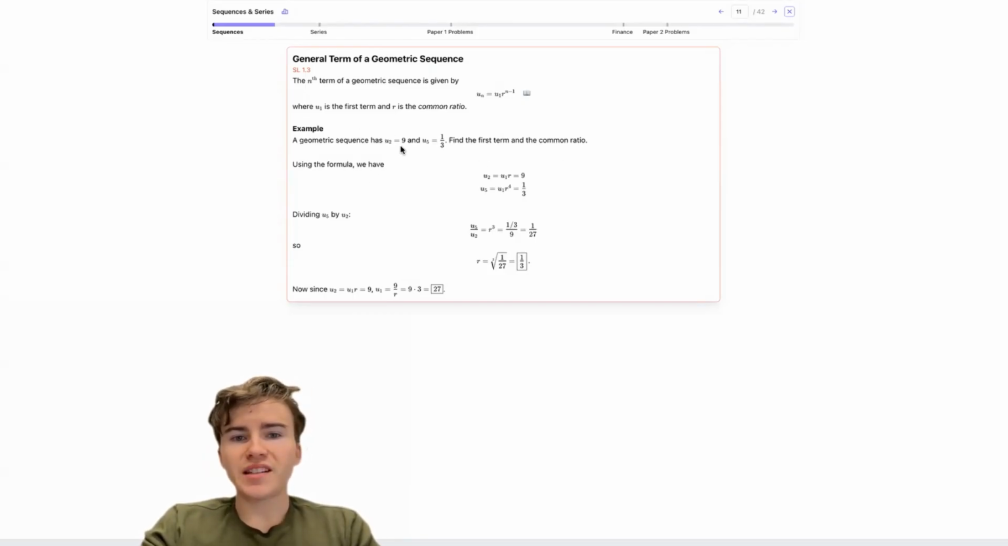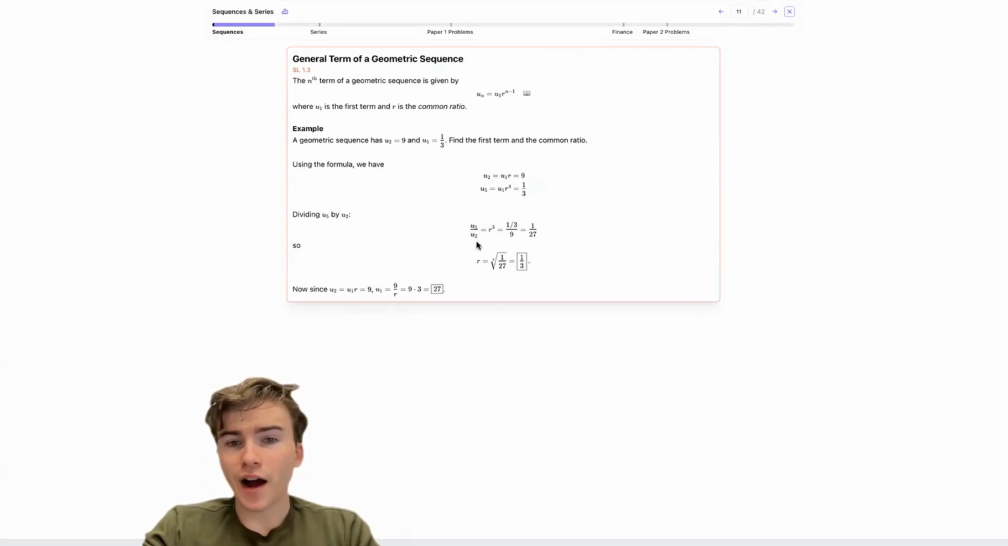If I have a geometric sequence that has second term 9 and fifth term 1 over 3, find the first term and the common ratio. Okay, so let's use the formula. I have the second term is the first term times r, which is equal to 9. And the fifth term is u1 times r to the power 4. That's equal to 1 over 3.